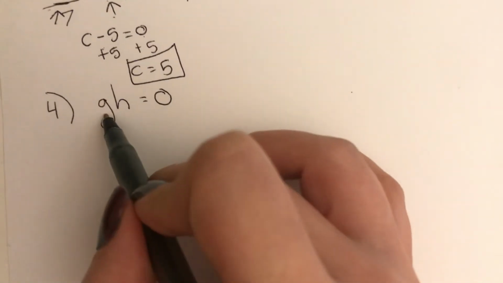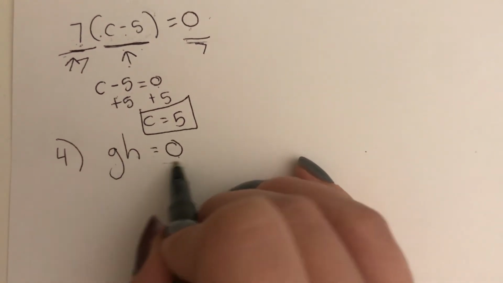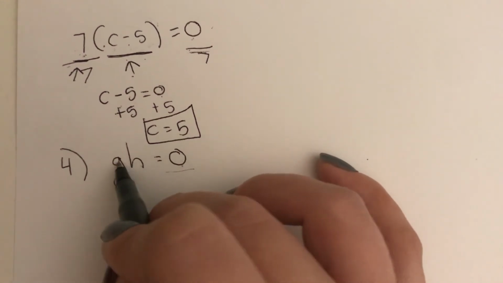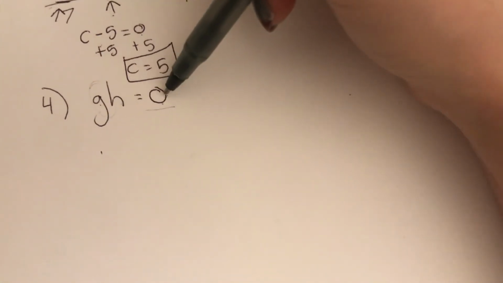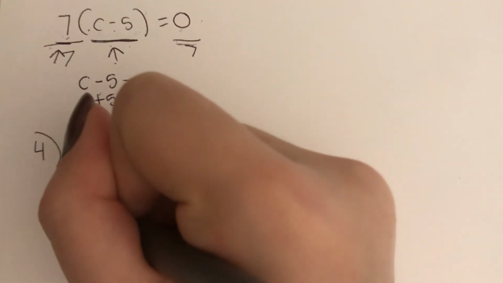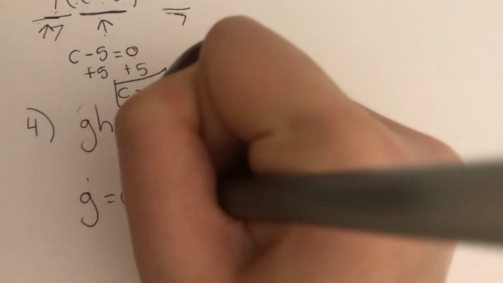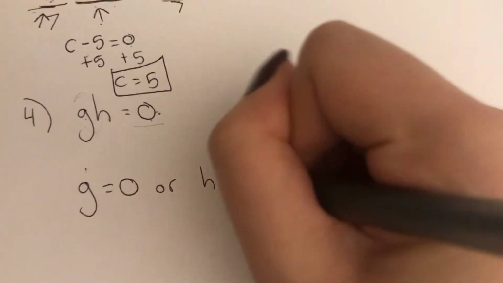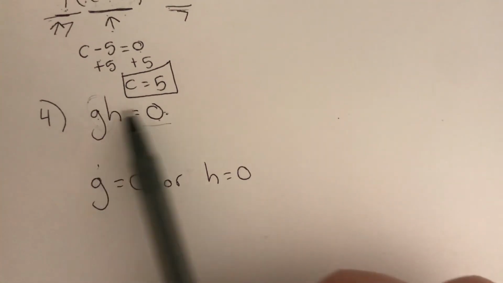And lastly, g times h equals 0. We don't have much to work with here, but we do know that one or both of the factors has to be equal to 0 if we're multiplying them together and their product is 0. So we know that g is equal to 0 or h is equal to 0. It could also be both. It's possible that we have 0 times 0, which is 0 here.